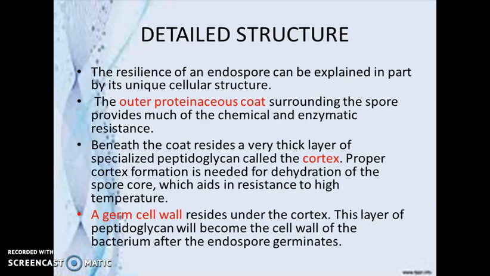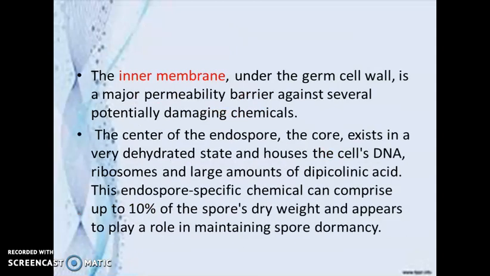So in the last session we discussed up to the detailed structure of endospores. We discussed the outer proteinaceous coat, the cortex and the germ cell wall. Next we can discuss the inner membrane. Under the germ cell wall, it is the major permeability barrier against several potentially damaging chemicals. This inner membrane is similar to the plasma membrane.